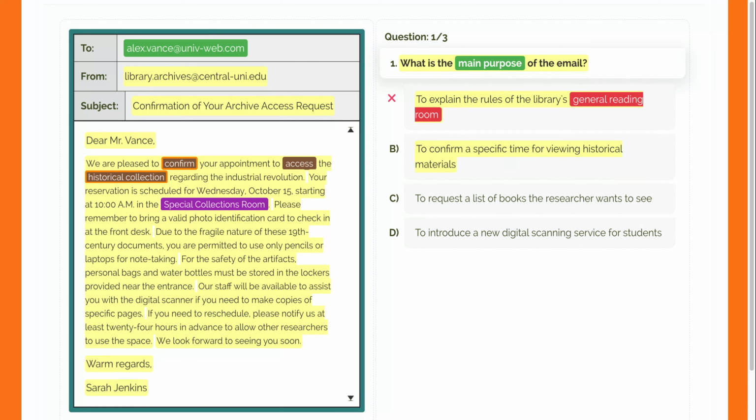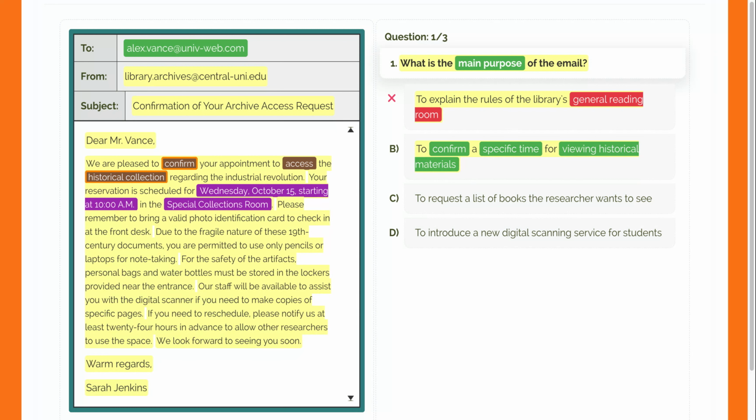Now, let's take a closer look at option B, to confirm a specific time for viewing historical materials. This option matches our text perfectly. The email is sent to confirm a specific time, which is Wednesday, October 15th, starting at 10 a.m. It is also about viewing historical materials, which the text calls the historical collection. This covers the entire goal of the email, so this is correct.